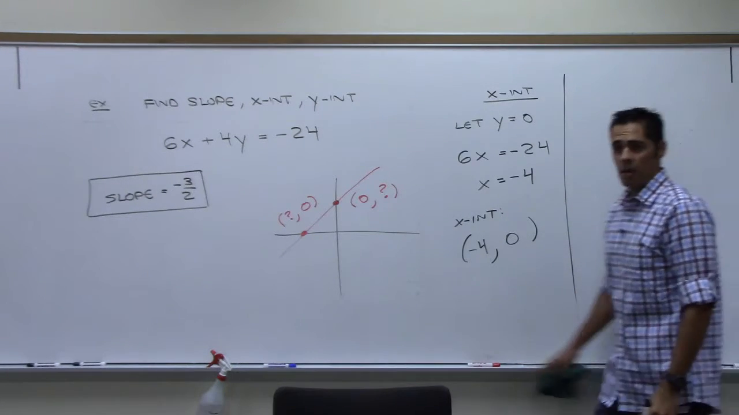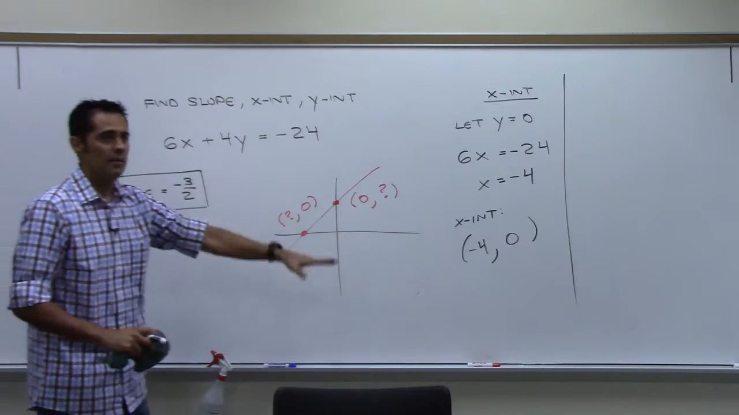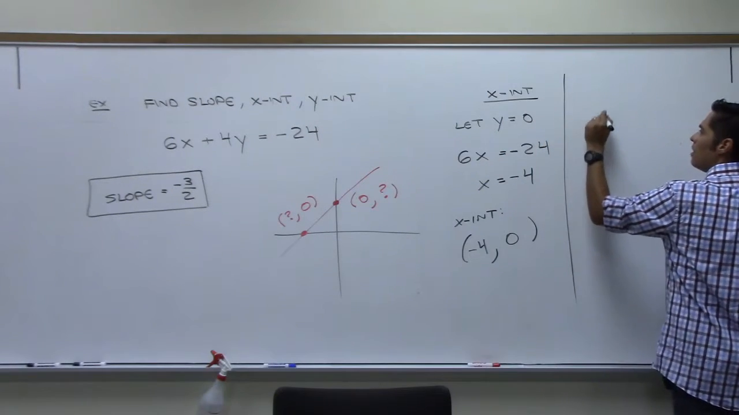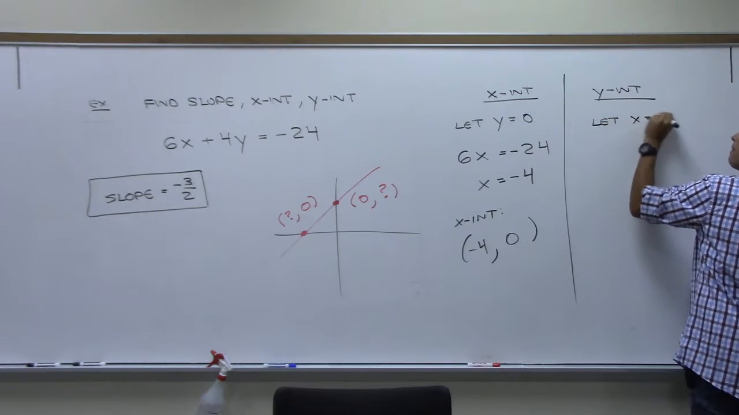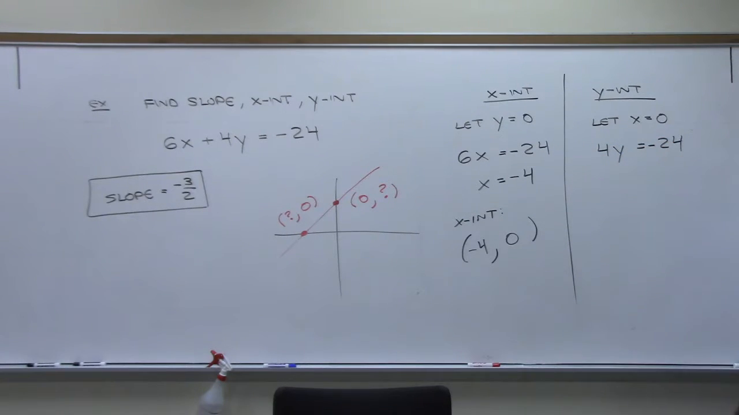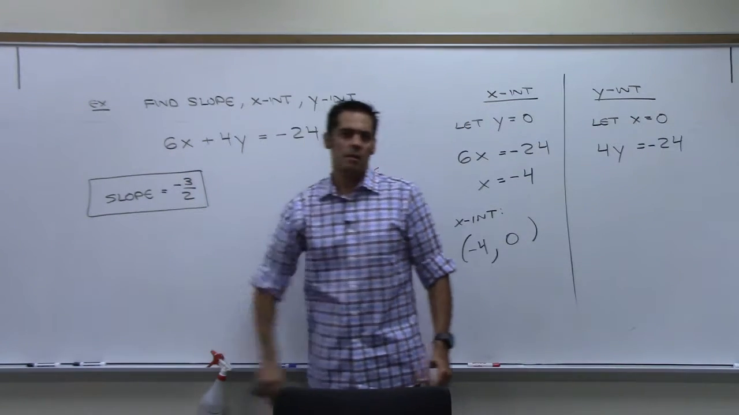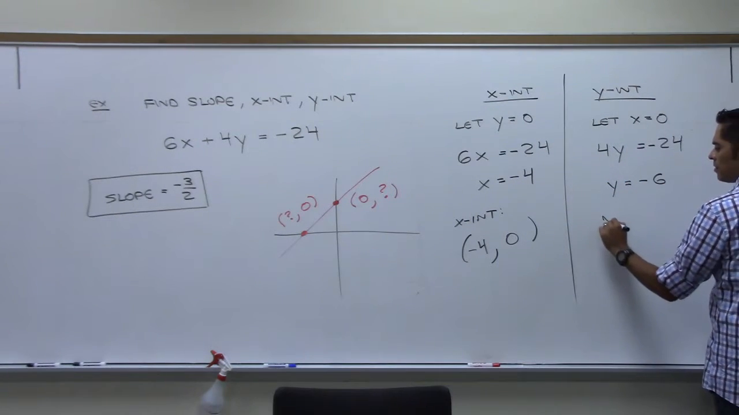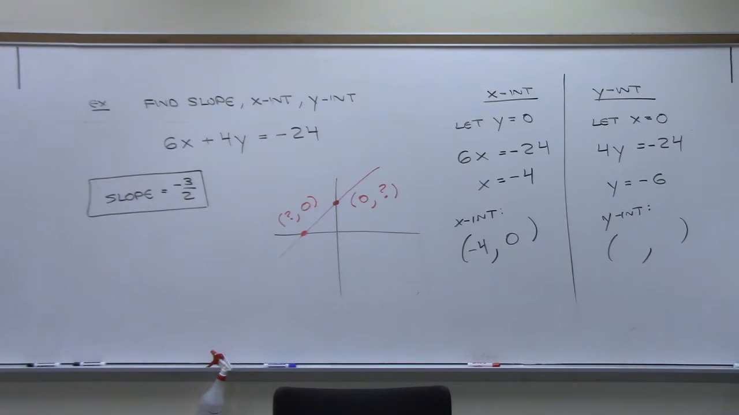Now we already know the y-intercept, right? It's negative 6. But let's act like we didn't even do that. And let's just see how we get the y-intercept from here. So we could replace what with 0 this time? Let x be 0. And rewrite the equation. The x term gets killed off, right? Because 6 times 0 is 0. And then solve for y, you get y is what? Negative 6. And so the y-intercept written as a point is what? 0, negative 6.